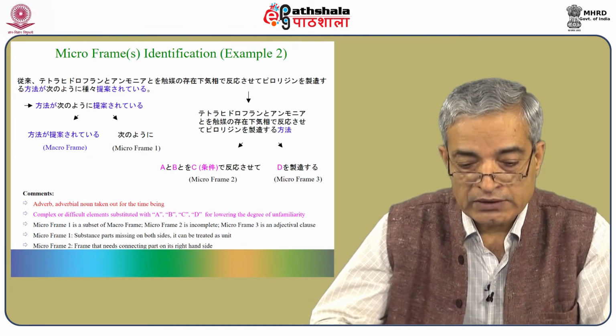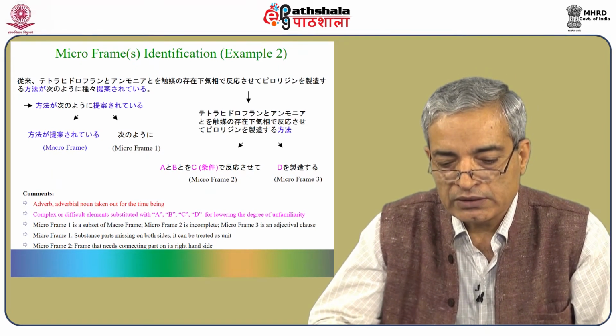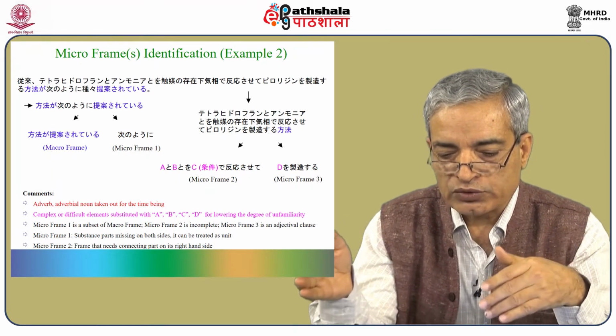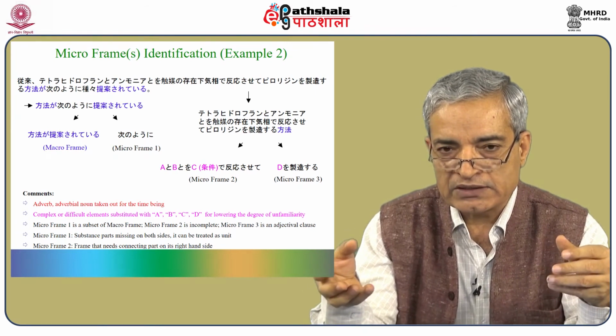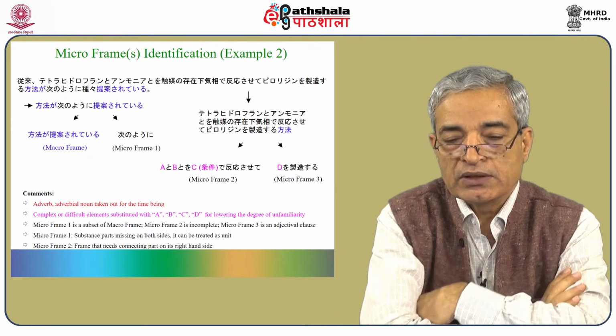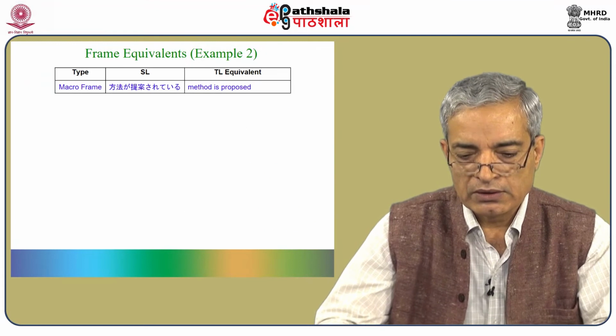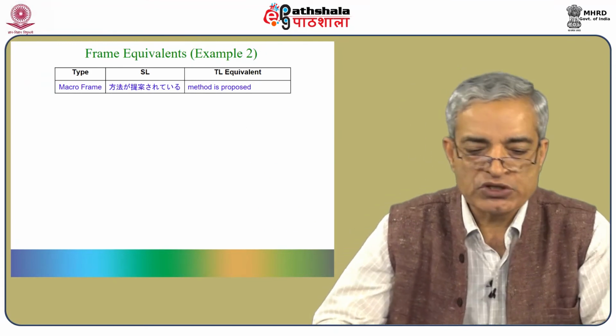If we look at the final frame here, it is A to B o C de hanno sasete, because C is basically a condition here. So under C, hanno sasete D o seizo suru. D is seizo suru, is manufactured. Now let's try to organize this information in tabular form.